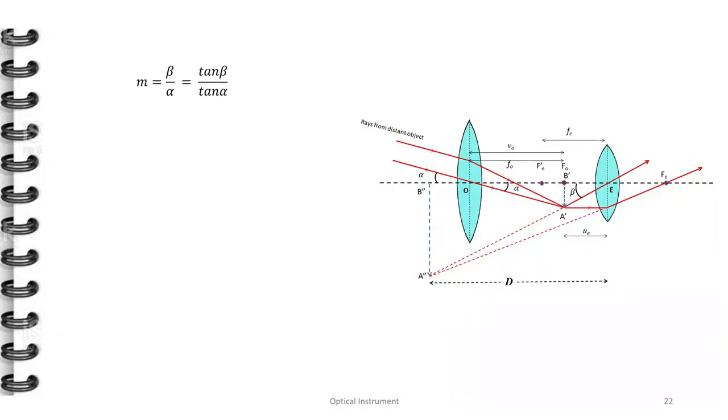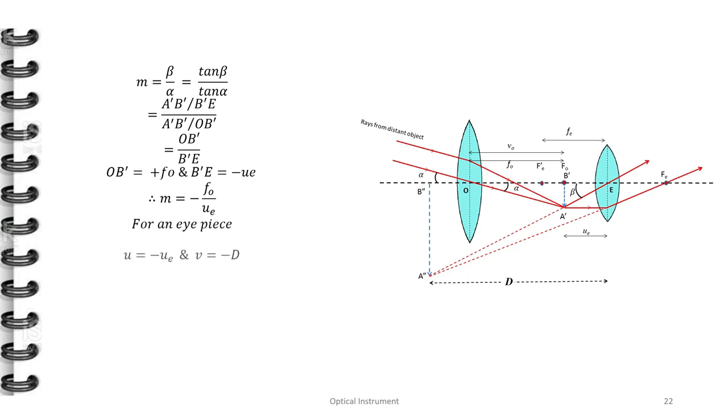Magnifying power M, which is beta upon alpha, can be written as tan beta upon tan alpha, since beta and alpha are very small angles. Tan beta we can also write as A dash B dash upon B dash E from the triangle A dash B dash E. And tan alpha we can write as A dash B dash upon OB dash from triangle A dash B dash O. A dash B dash cancels and we get M equals OB dash upon B dash E. Now since OB dash is FO and B dash E is UE, hence we write magnifying power M as minus FO upon UE along with sign convention.